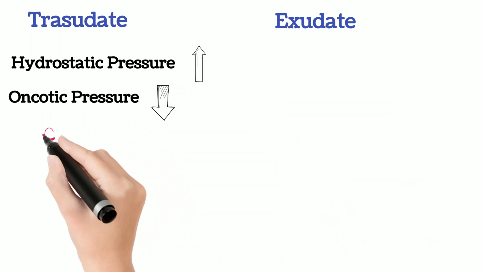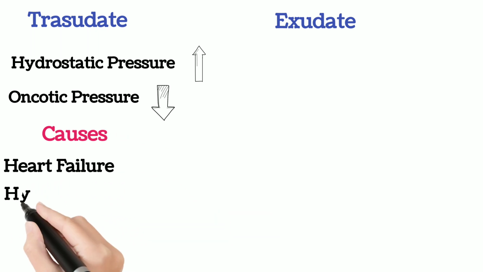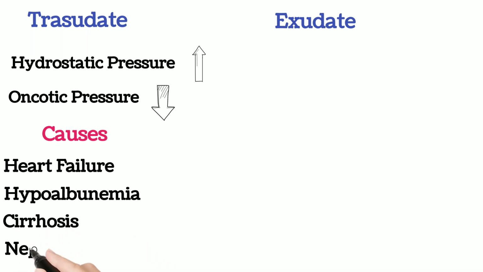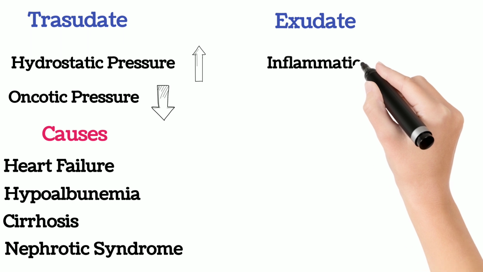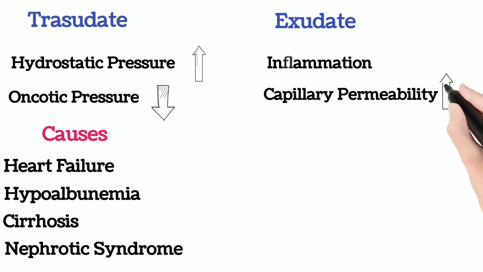Causes for transudate effusion include heart failure due to increased hydrostatic pressure, hypoalbuminemia, hypothyroidism, cirrhosis, nephrotic syndrome, etc. Exudate pleural effusion occurs due to inflammation and increased capillary permeability. This inflammation results in protein leaking out of the tissue into the pleural space.